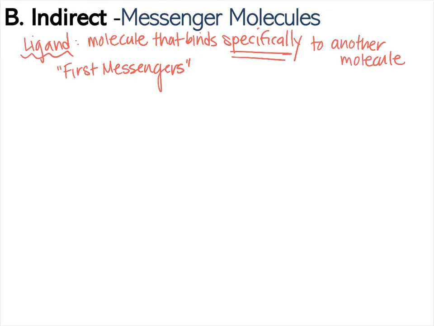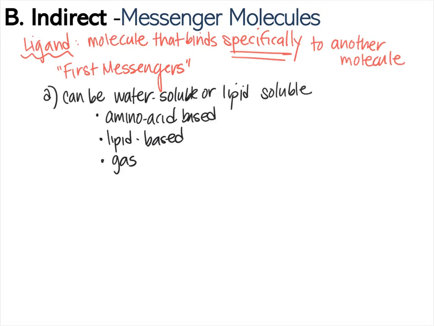Let's write down some characteristics. First, these first messengers or ligands, they can either be water soluble or lipid soluble. So that means they could be made out of amino acids or lipids. So an example of an amino acid based ligand would be insulin. So that's a polypeptide.